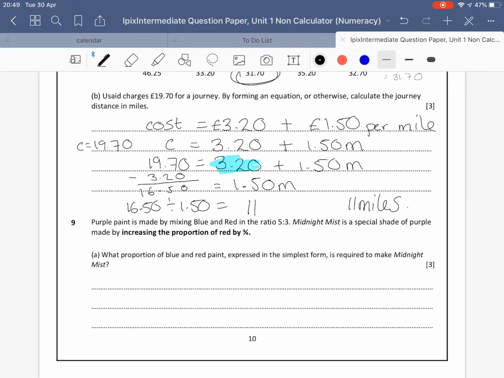Okay, purple paint. Oh, I didn't like this one. Purple paint is made by mixing blue and red in the ratio of 5 to 3. Because you think, oh, it's just a ratio question. But actually, it's really not until the next one.